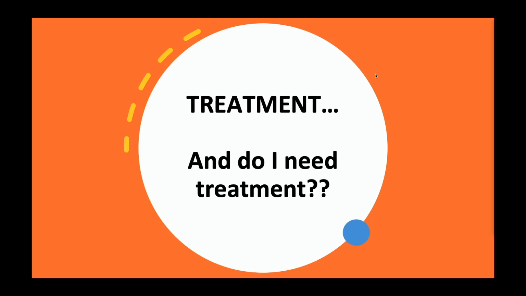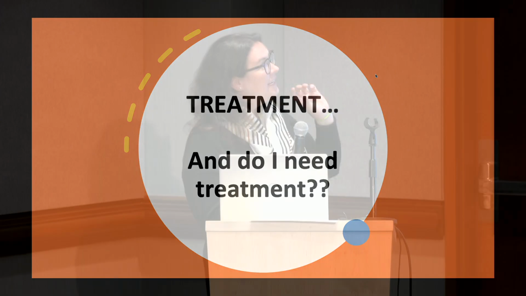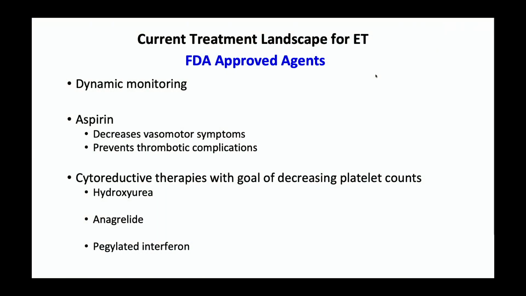So I made these slides when I first started seeing patients in clinic, in 2017. It was a while ago. And I love that we're finally starting to see changes. So these are the current FDA approved agents for ET. My favorite is dynamic monitoring, which I do a lot of, because not everybody needs treatment. So number one, aspirin, which we talked about, then cytoreduction, and we've listed some agents there. For ET in particular, hydroxyurea, anagrelide, and interferon. So this is what we currently have, a lot more to come, which is exciting.